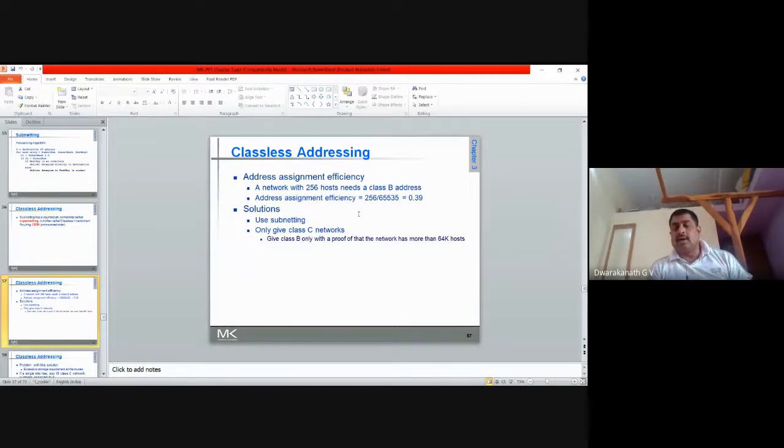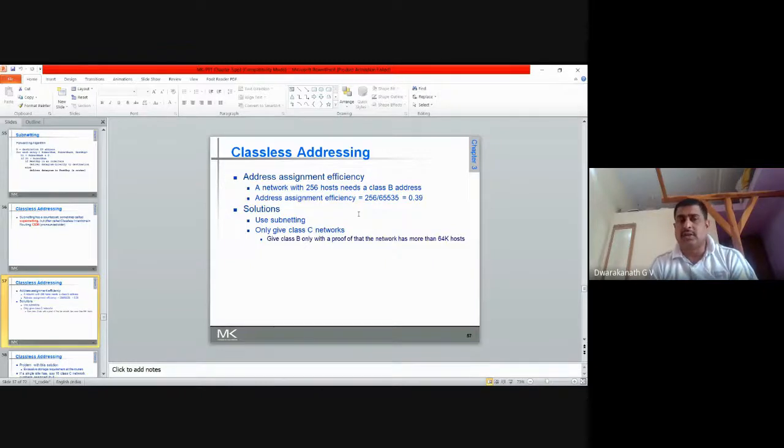In a class B, as I told you, the first 2 bytes will be for the network address, and the remaining 2 bytes will be for the host address. What do you mean by 2 bytes there? Maximum 256, 256. So 256 into 256, if you do the multiplication, then 65,535. So for those 256 systems, the efficiency will be 0.39, which is nearer to 50%.